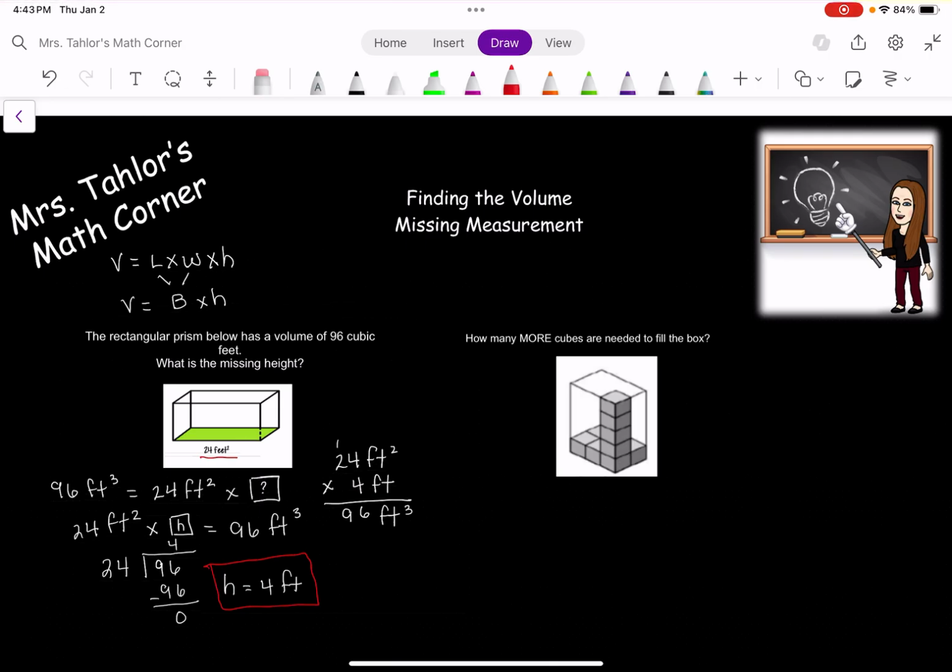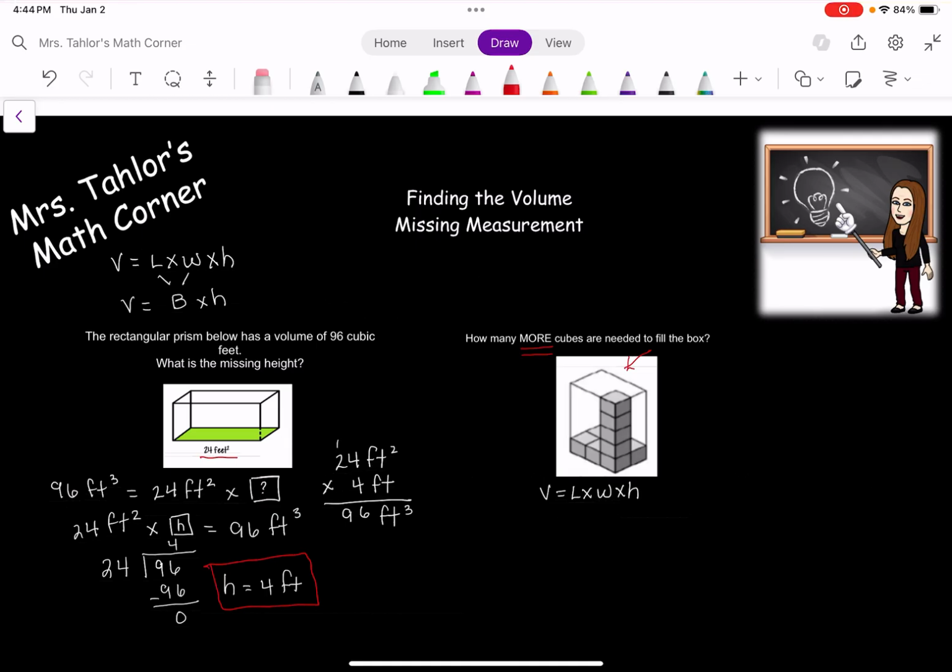Now, when I'm given a figure like the one on the right, and I'm asked how many more cubes are needed to fill in the box, the important word is how many more cubes are needed to fill in this box. So, the first thing I need to do is use my formula of volume equals length times width times height. And I need to find those dimensions.